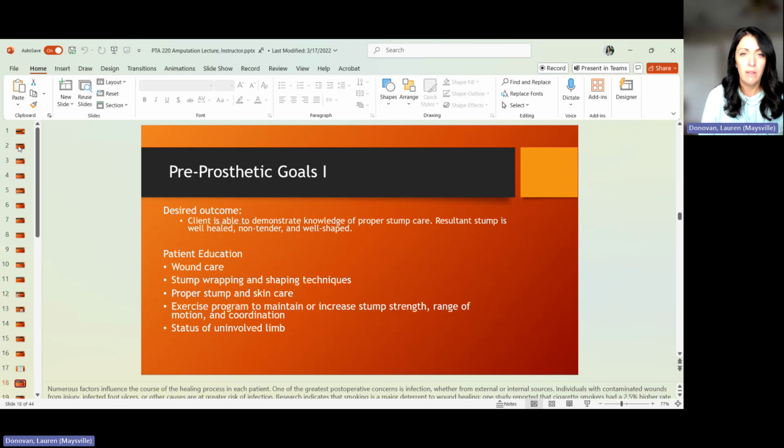But there's quite a bit of exercises you can actually do with them supine, sidelying, prone, seated to improve the strength and range of motion of what they need before even getting a prosthetic. You can even do balance training in parallel bars on the non-operative limb, because that limb is going to have to be pretty strong too to maintain balance once they get that prosthetic.